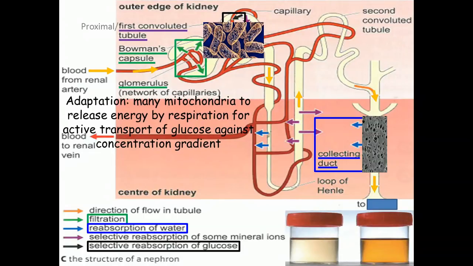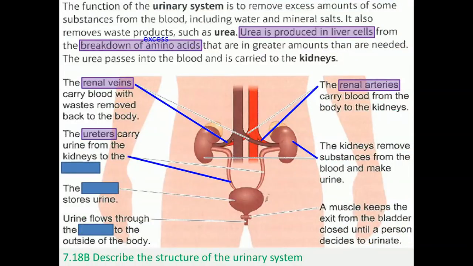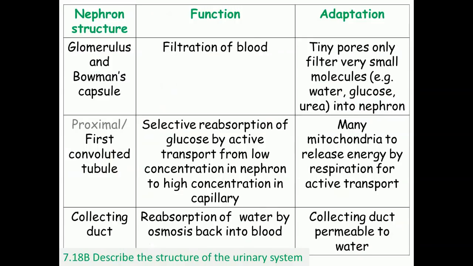And then that creates urine, which goes to the ureter, which we discussed earlier. The ureter carries the urine from the kidney to the bladder, which stores the urine, and then that leaves the body through the urethra. So here the nephron structures, the function, and adaptation.